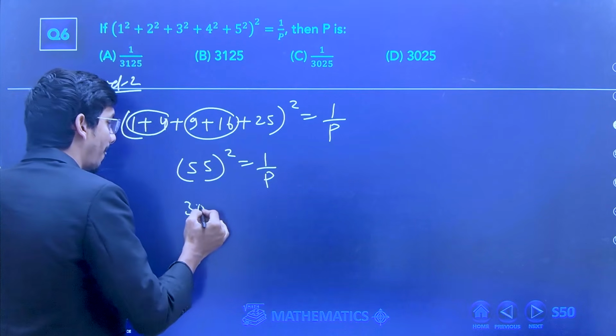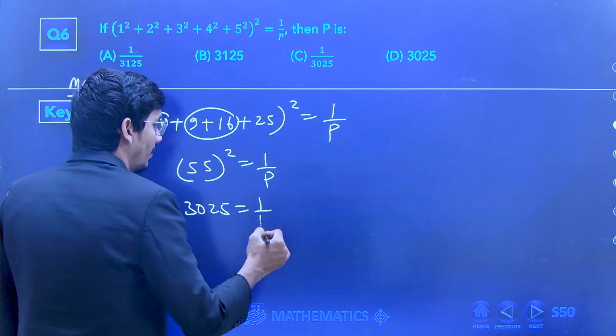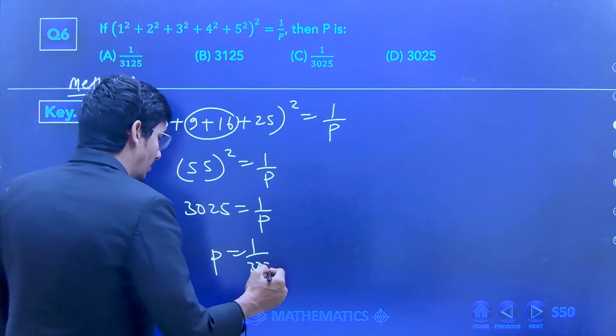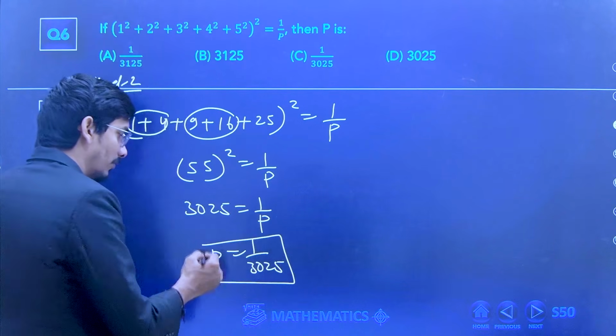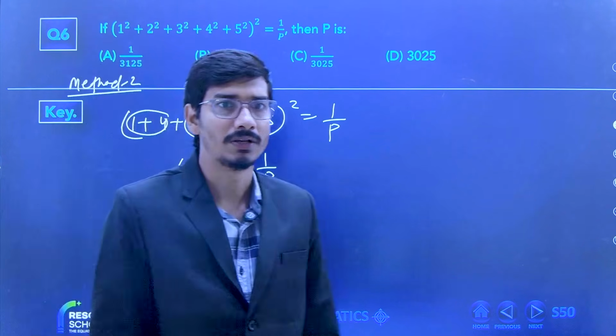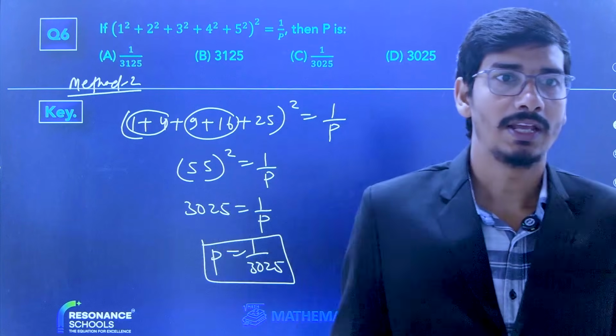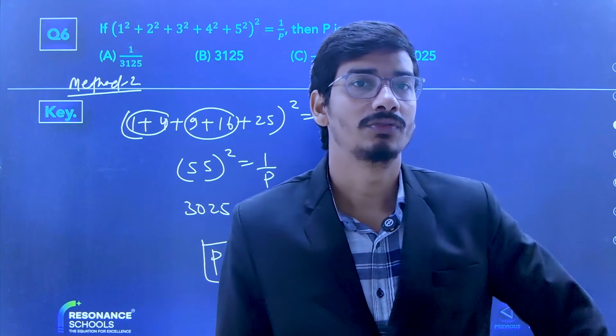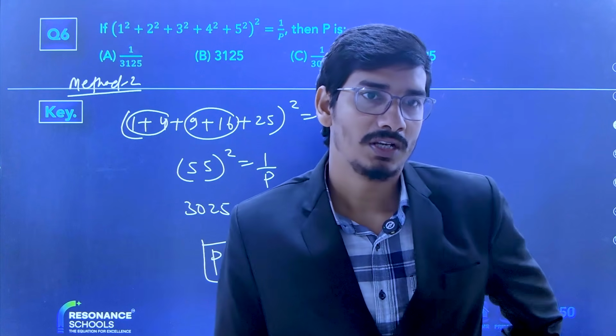So it's 55 square equals 1 upon P. 55 square, beta, 3025 equals 1 upon P. So P equals what? 3025. So in this way, it's also very easy. When you solve without formula, it's also correct.